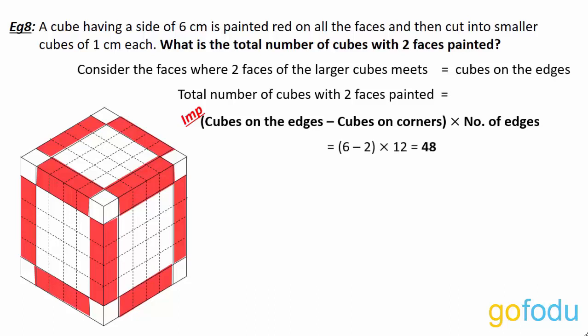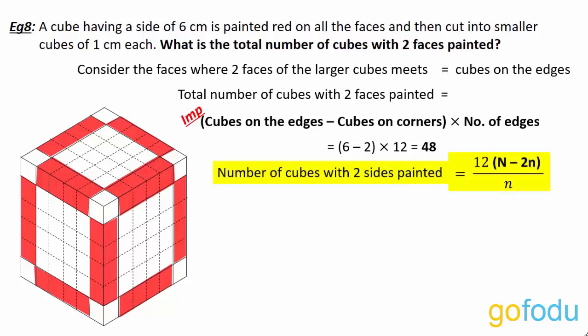6 minus 2 multiplied by 12 gives us 4 into 12, 48. Now there is a generalized formula to calculate the number of cubes with 2 faces painted. It is 12 into (capital N minus twice of small n) whole divided by small n.